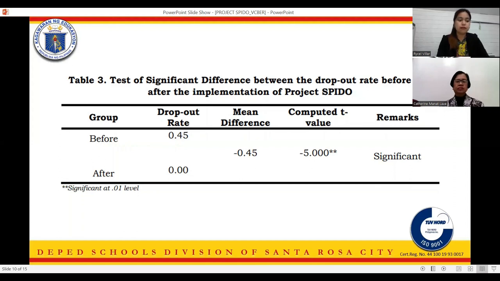It can be gleaned from the table that the mean difference is negative 0.45, while the computed p-value is negative 5.00. This implies that there is a significant difference between the dropout rate of SRES Central 3 before and after the implementation of Project SPEDO. Seemingly, after the implementation of Project SPEDO, there is a decrease of the dropout rate. There is an implication that as the school uses Project SPEDO, the dropout rate of the school decreases.